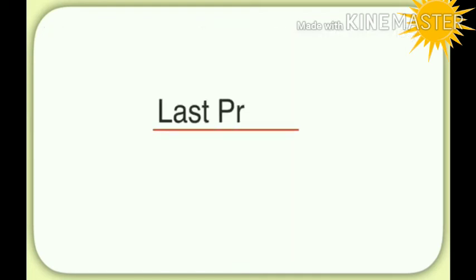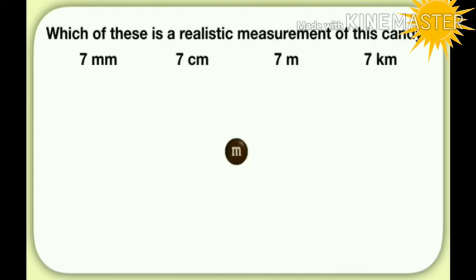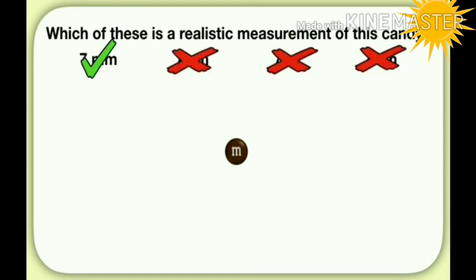Now here's your last problem for this video. Which of these is a realistic measurement of this candy? Well, I know that these candies are pretty small, so 7 millimeters, that actually sounds like a realistic measurement. 7 centimeters would be 7 times the size of a dime. That's too big. As are 7 meters and 7 kilometers. Those are way too big. 7 millimeters is the realistic measurement of this candy.